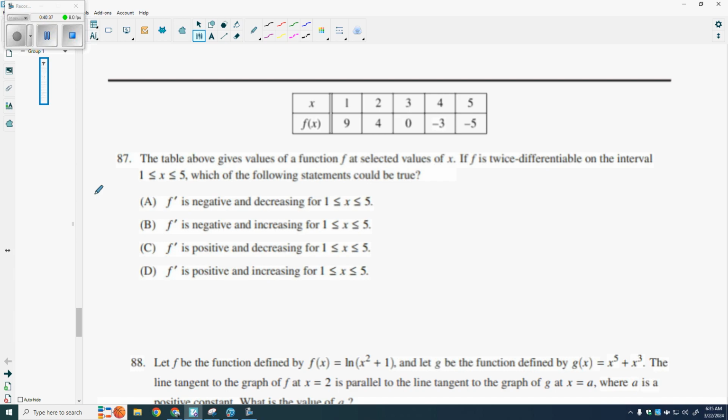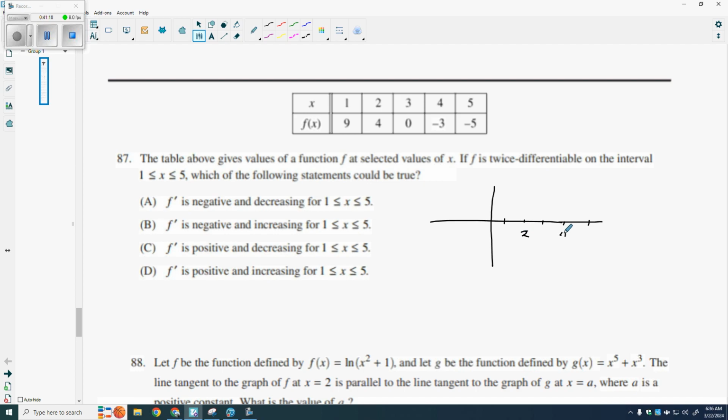Three more. Recording's getting kind of long again. Table of values is a function of f at selected points. We have to always recognize that it's selected. We don't know what's going on between 1, 2, 3, and so on. It's a twice differentiable function. Which of the following could be true? So we're looking at the derivative and the second derivative, or whether that derivative is increasing or decreasing. So let's just look at the derivative at each of these values: 1, 2, 3, 4, and 5. Okay?